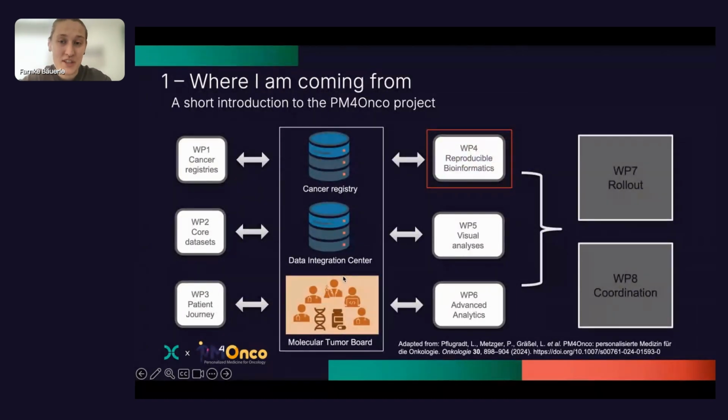The PM4Onco project, which is short for Personalized Medicine for Oncology, is one of the medical informatics projects which reside within a Germany-wide project that aims to connect efforts made in the last few years within the medical informatics initiative and then bring these into clinical practice. And in our case, this is with the focus on cancer patients, but there are also similar projects with other diseases in focus. And you can see here on the slide a really nice overview of how the project is structured, right?